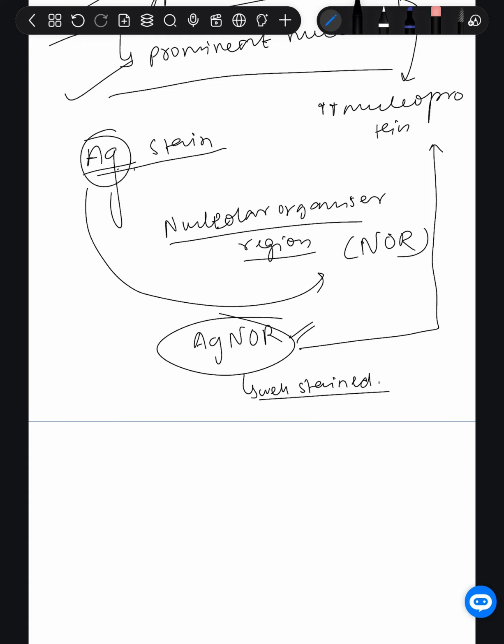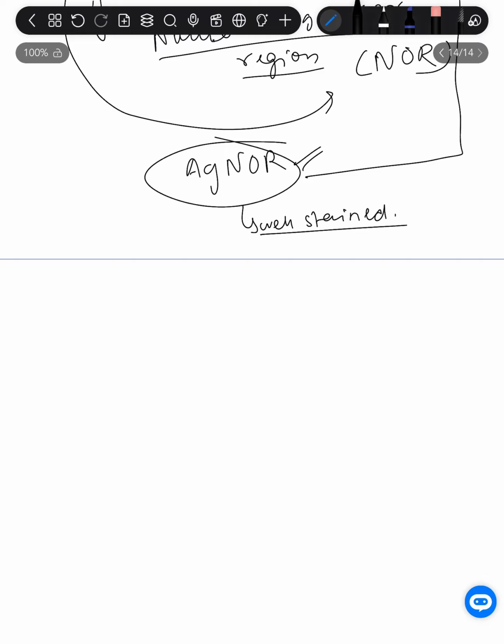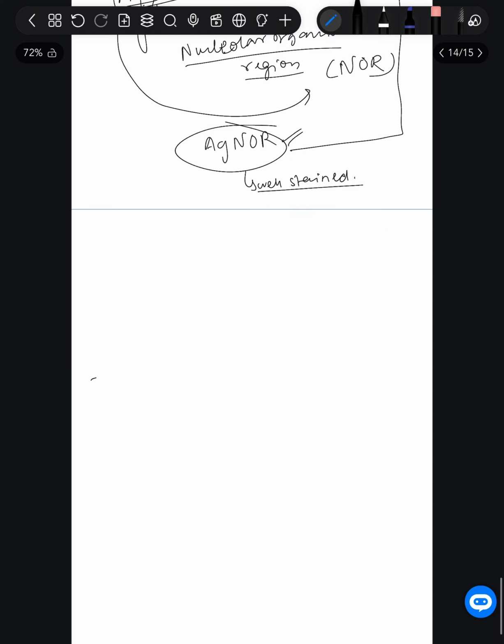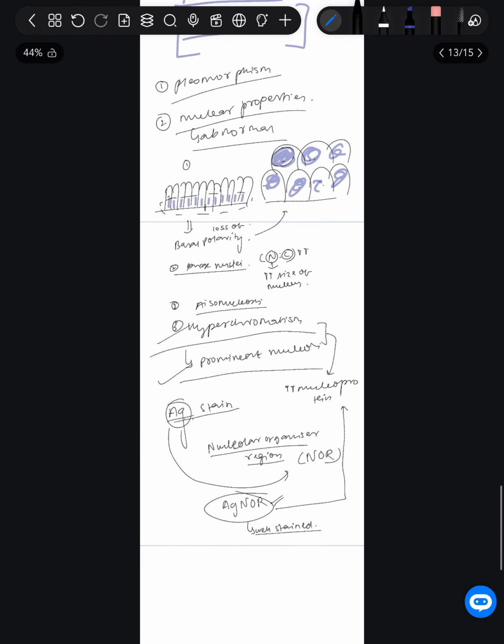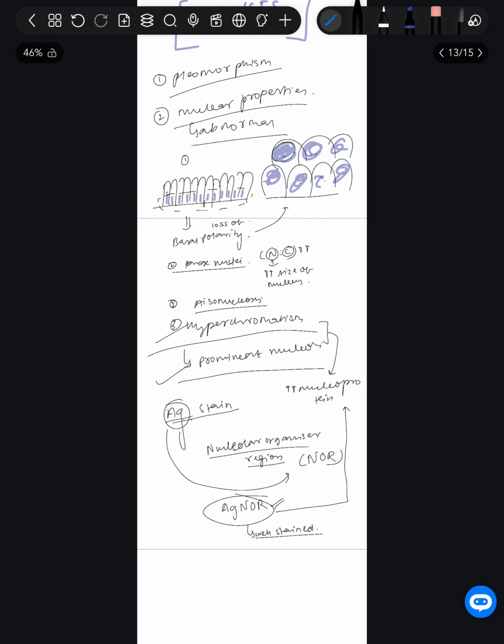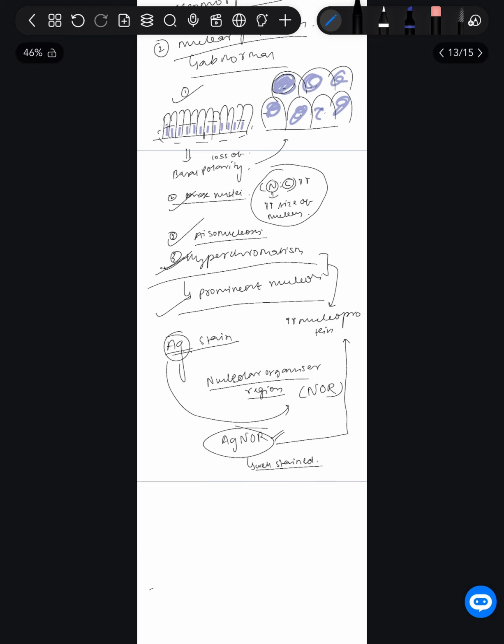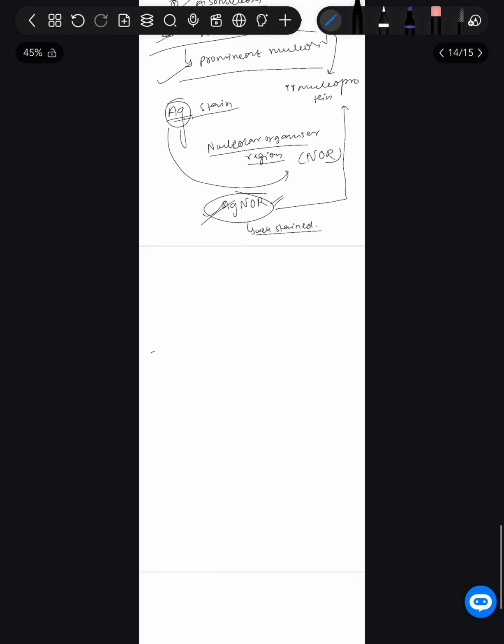Okay. Next, moving on to the third point. All these changes happen in the nucleus. Nuclear pleomorphism is happening, and anisonucleosis is happening. Loss of basal polarity is happening. There are large nuclei also. There's an increase in NC ratio also. There's hyperchromatism also. AgNOR is very well stained also.